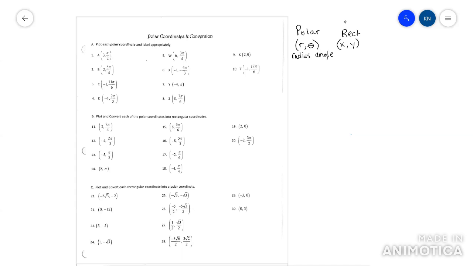All right, this video is going to go over polar coordinates, how to plot them, how to convert them to rectangular, how to convert it back, everything you need to know about that. So let's go ahead and get started.